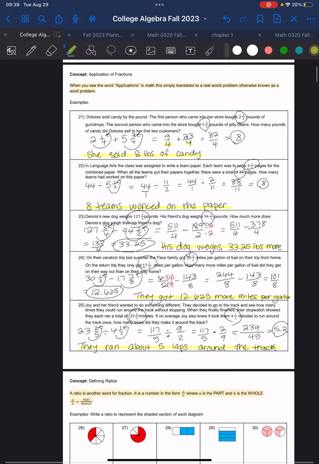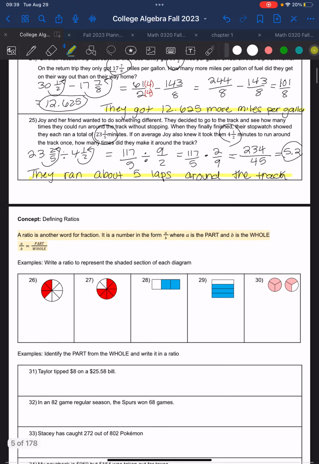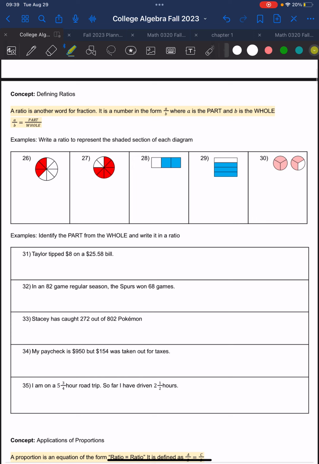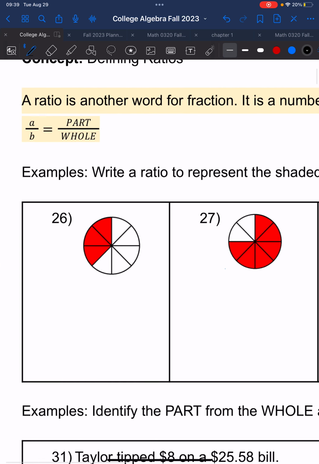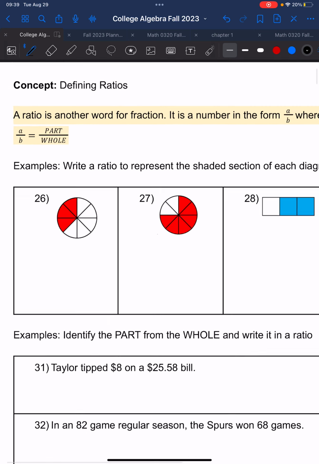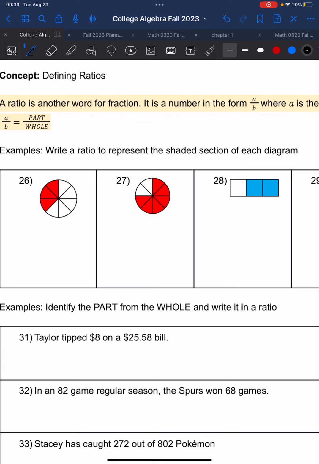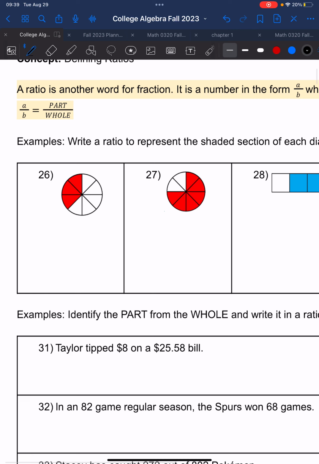Okay. So that concludes everything about fractions. Now we're going to look at defining ratios. So a ratio is another word for a fraction. It is a number in the form A over B, where A is the part and B is the whole. So the formula for this, instead of saying A over B, we would say part over whole. So in these examples, it wants you to write a ratio to represent the shaded section of each diagram.